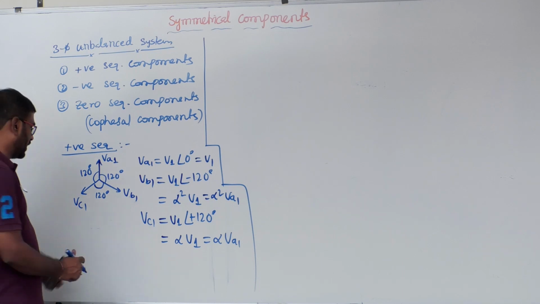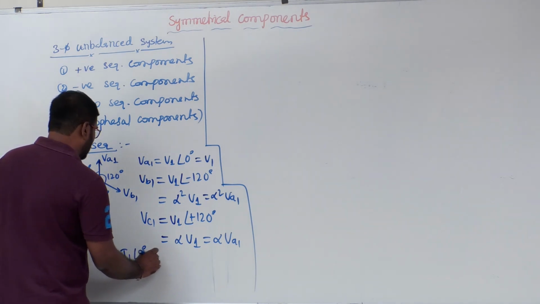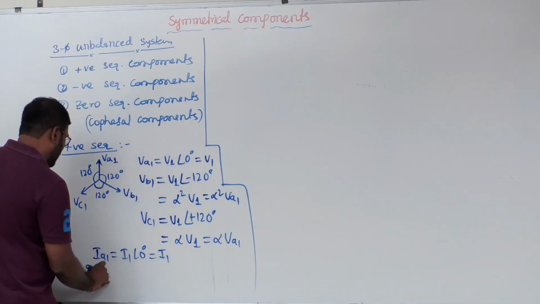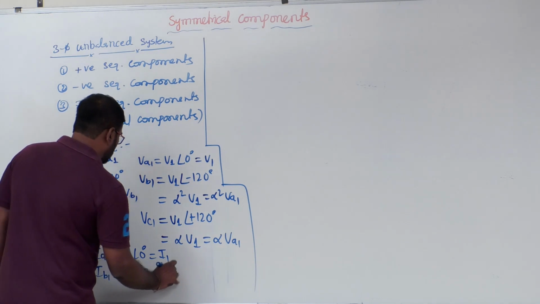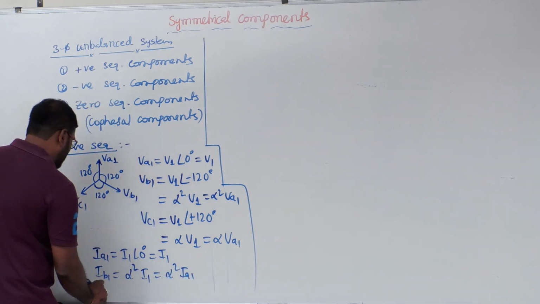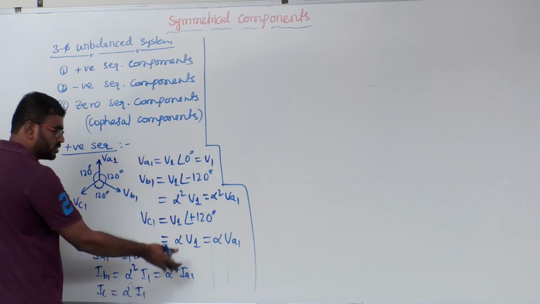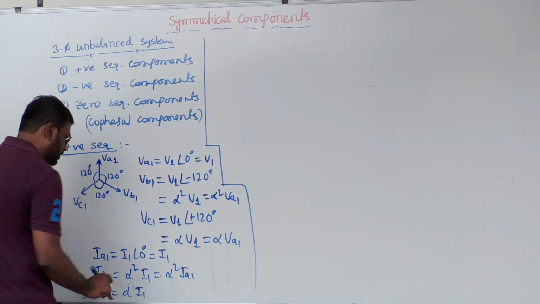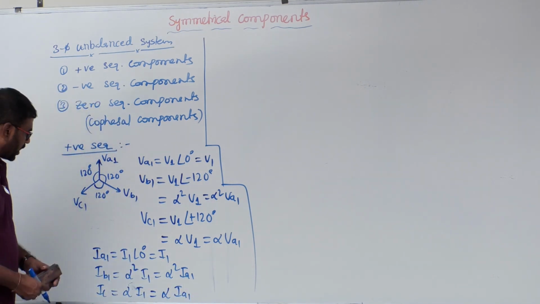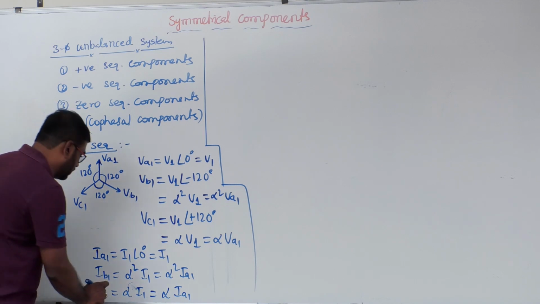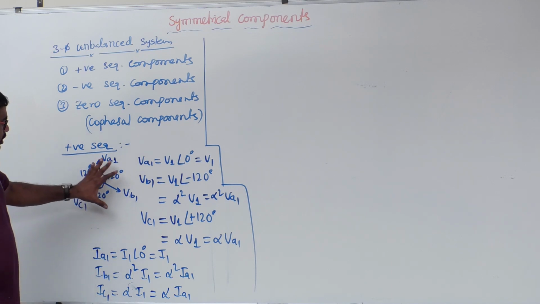Now similarly what I can write for current relations? Quickly I am writing IA1 equal to what? I1 at an angle 0 degrees, nothing but I1. What about IB1? We can write alpha square times I1, nothing wrong to say alpha square IA1. What I can write IC1? Alpha times I1, just similar to this. We are replacing V with I, that's it, nothing else. So we can also write alpha times IA1. Clear? So if I calculate IA1, IB1 and IC1, we can write in terms of IA1 using alpha parameter. So that's about the positive sequence component.